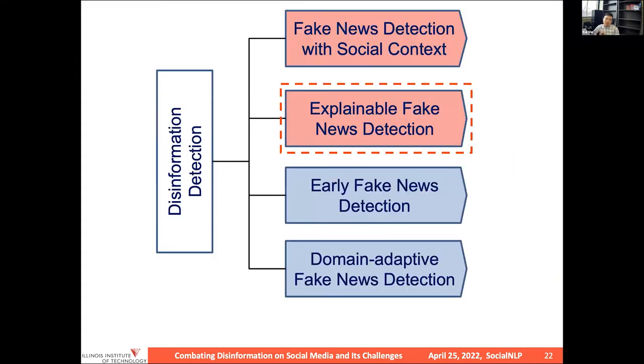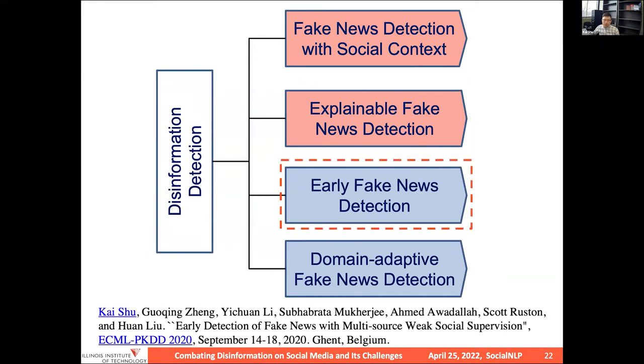So up to now, we have shown that social context is helpful to detect fake news. While enough social context information usually takes a long time to aggregate, right? So we want to answer the question: can we detect fake news at an early stage, and how early can it be? So next, I will introduce early fake news detection. This piece of work was published in ECML PKDD 2020.